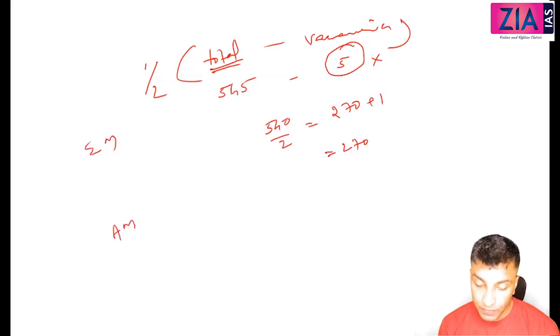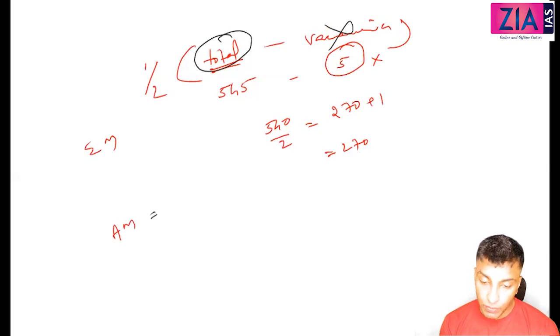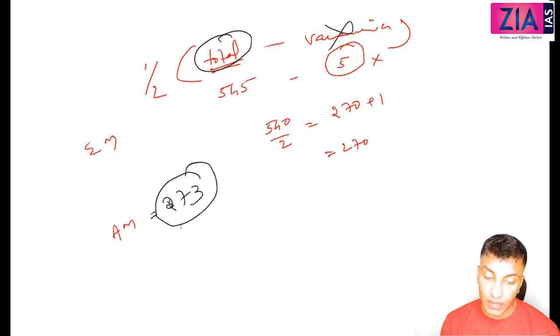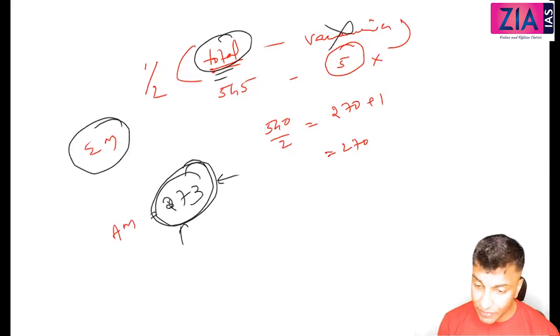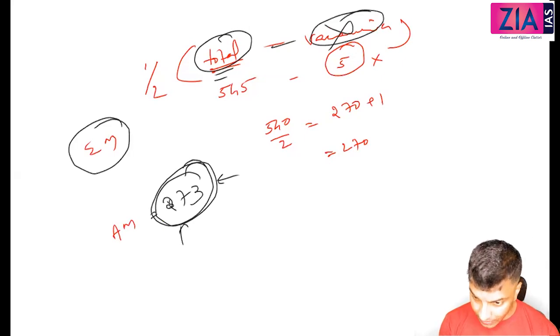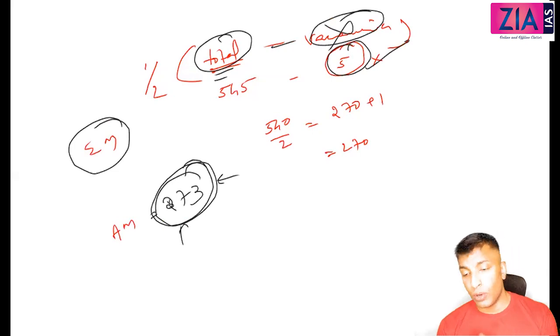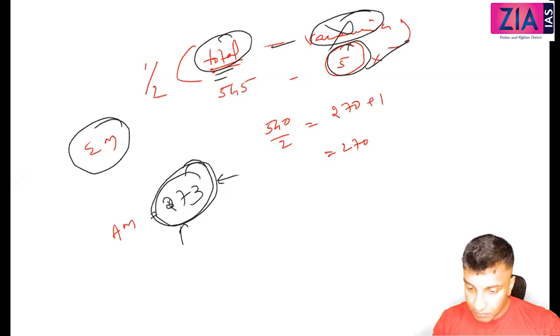Absolute majority means we don't do that exclusion. Half of total 545 is 272, plus 1, 273. So absolute majority will be 273. This is the total strength of the house, more than 50%. Effective majority is total minus the vacancies, where members might have died, might have been disqualified, or resigned, any reason.